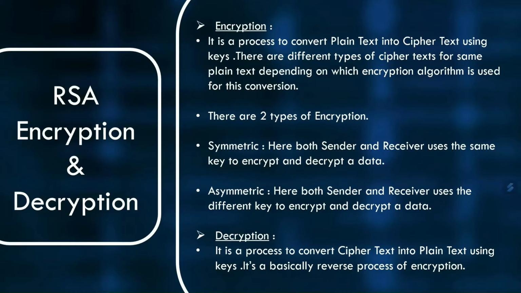The second one is asymmetric encryption. Here both sender and receiver use different keys to encrypt and decrypt the data. Now decryption. It is a process to convert ciphertext into plain text using keys. It's basically a reverse process of encryption.